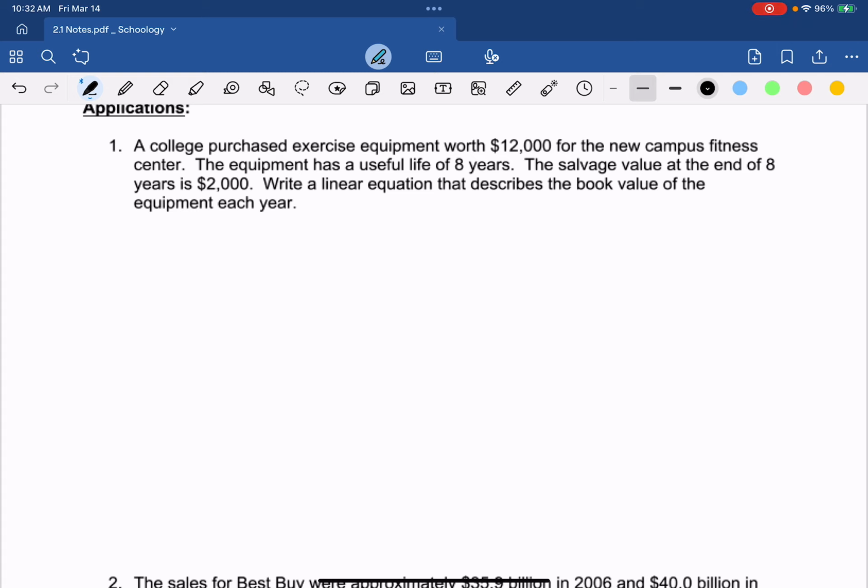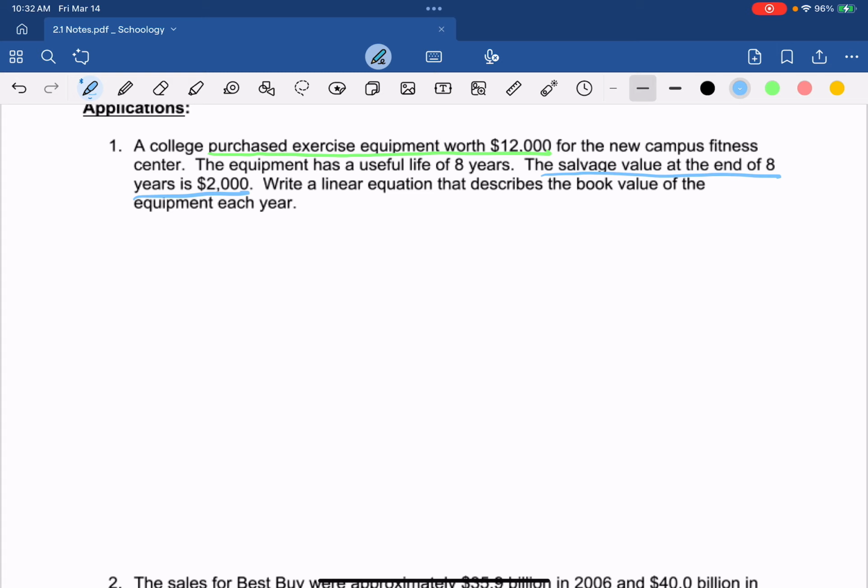Okay, so when you read this problem, you have to ask yourself, am I given a rate of change? No. Okay. Am I getting a starting point? Yes, right? We are given a starting point. It's right in the beginning because they purchased an exercise equipment worth this much. So before using it, this is the worth, right? $12,000, meaning the starting point. Okay? And then the last piece of information they give us here is the value after 8 years.